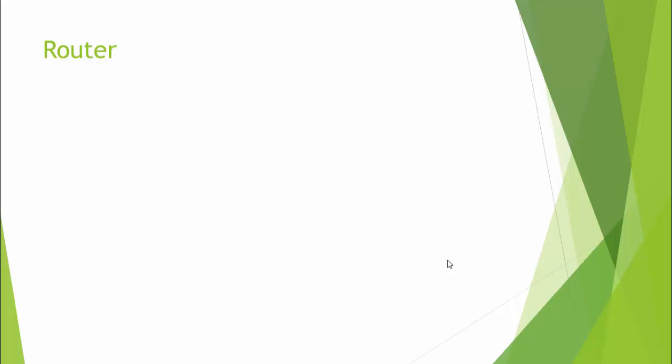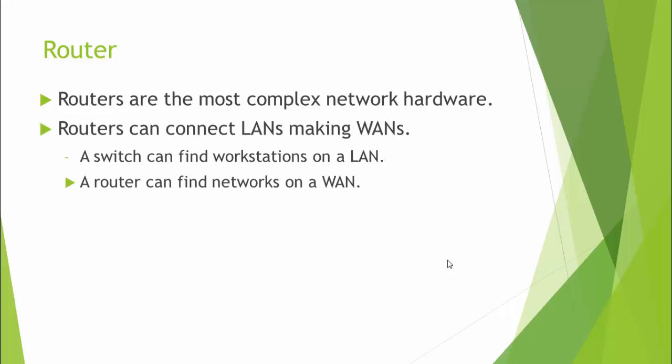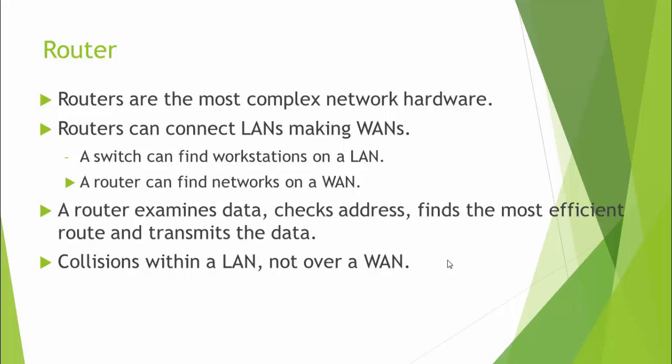Now there are other options of how to push data through a network. Routers are the most complex network hardware. They can connect LANs together, making WANs. So they can go ahead and locate workstations on a LAN, but they can also find networks on a WAN. The router will examine the data, check the destination address, find the most efficient route through the network, and then transmit the data accordingly. And so this reduces the number of collisions considerably.